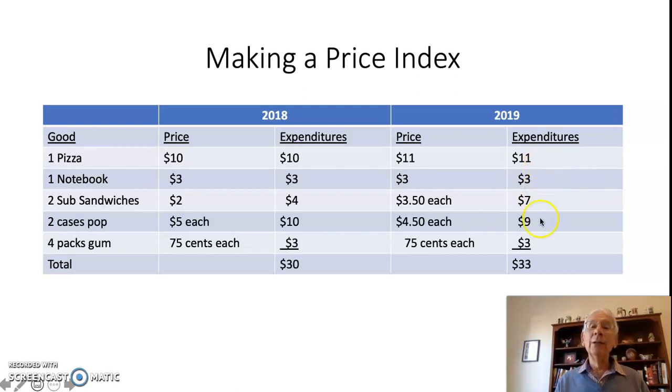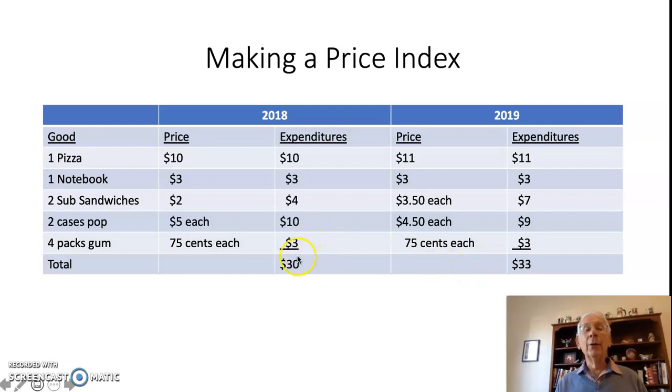Well, what we see is to buy the same group of goods cost $33 in 2019. Prices went up, some stayed the same, some went down, but to buy the whole basket of goods cost $33. Now, hopefully you're taking notes. It's a great way of learning. I've said that a million times.